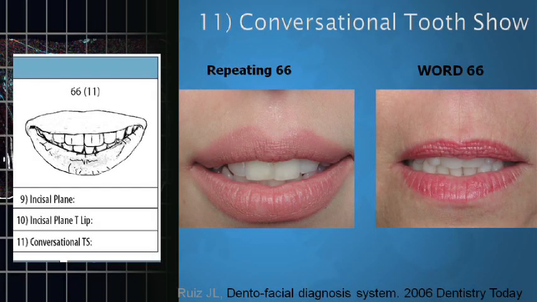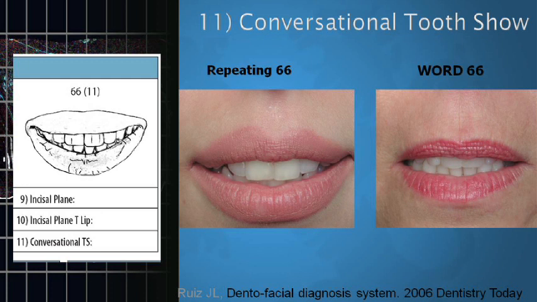The next parameter is number 11, and we will write down conversational tooth show. Conversational tooth show basically means that we want to see how much tooth shows when the patient is talking, because people look at our patient's teeth and mouth when they're smiling and when they're talking. So that's why I personally prefer the conversational tooth show versus the lip at repose, because when the lip is at repose, nobody's looking, so it doesn't really matter. When we're talking about aesthetics, what matters is when we're looking, and we're looking when people are talking. And if when we're talking we show no teeth, then that is not aesthetic.